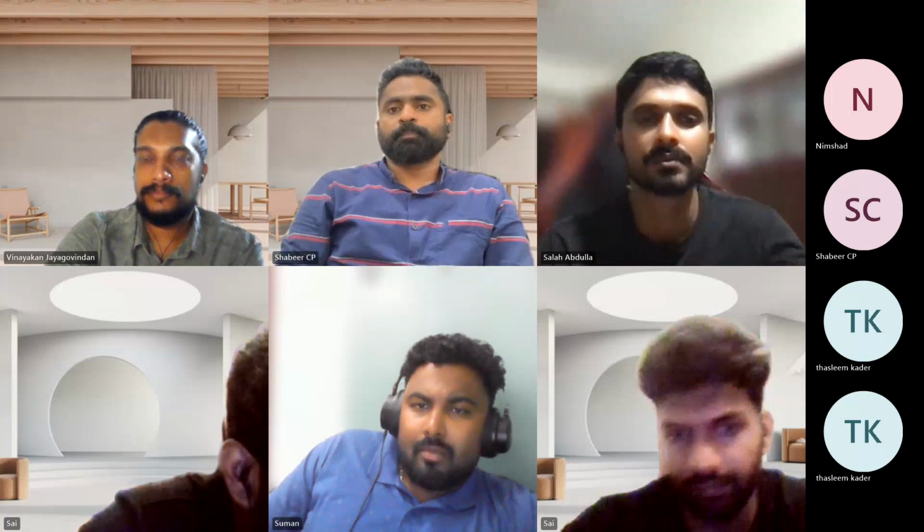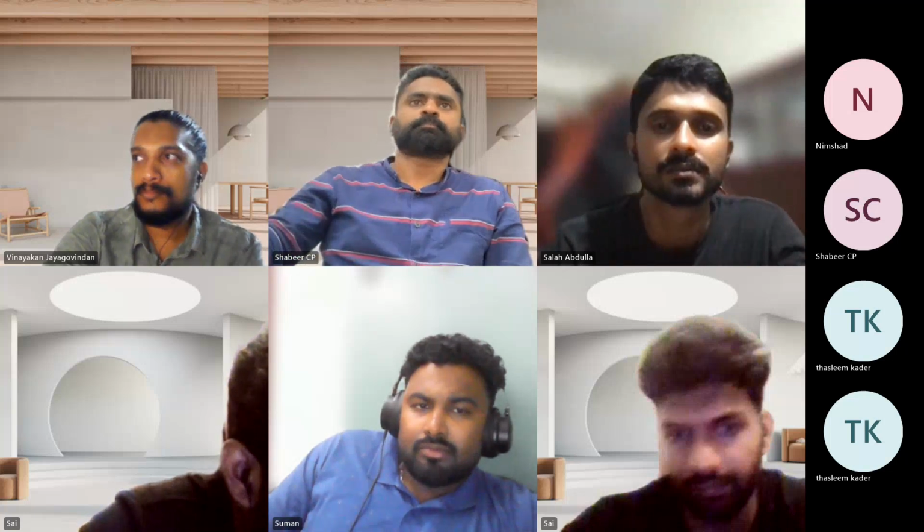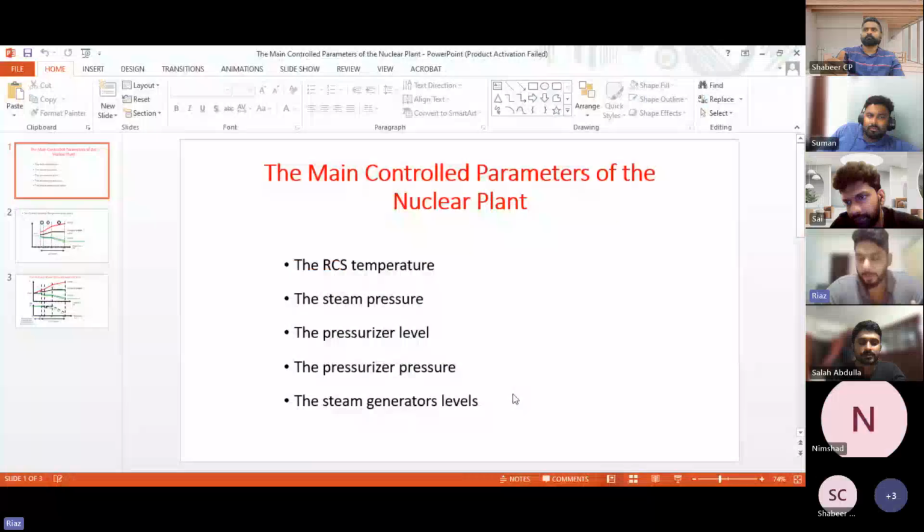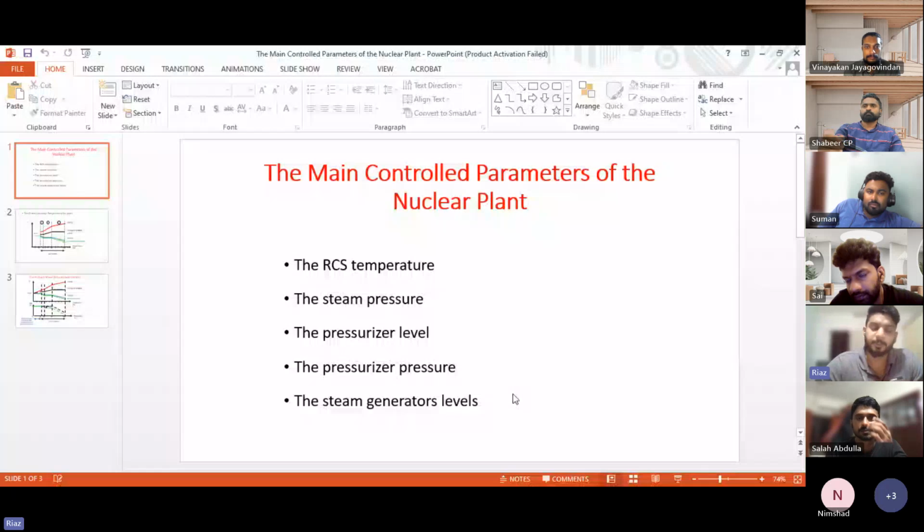So the control channels will always be monitoring the plant parameters to achieve stable and safe operation of the plant. It's like a bigger picture from the process variables and process elements. It will be monitoring the whole system. So that's what control channels are. In this slide I have given you some main control parameters of an NPP.